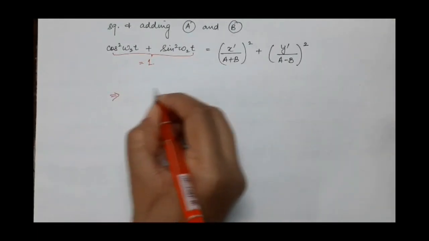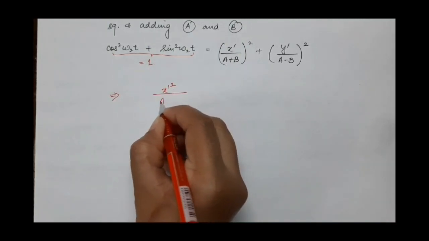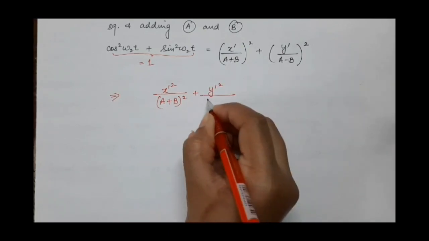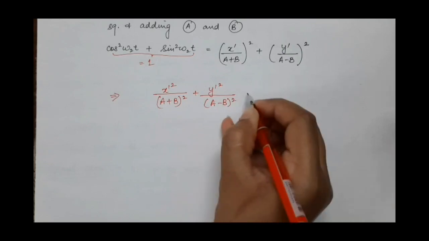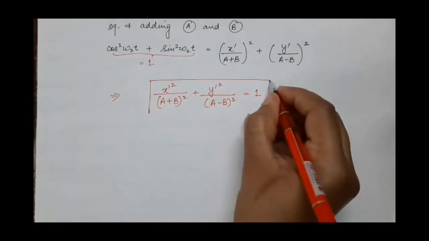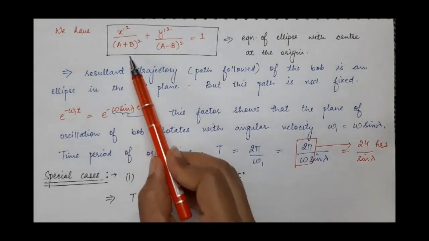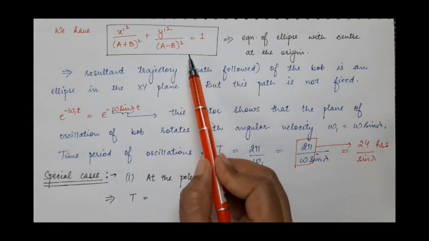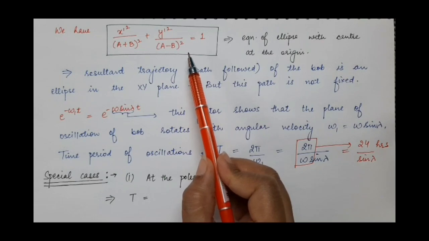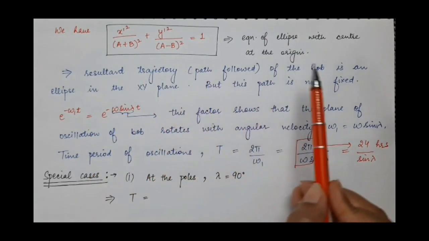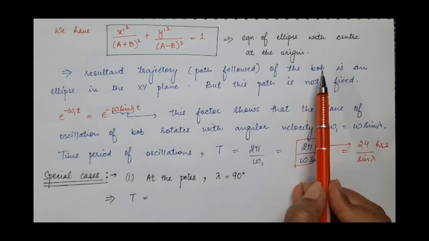So this implies x dash square over (a plus b) whole square plus y dash square over (a minus b) whole square is equal to 1. And this is the equation of an ellipse with center at the origin. And what is this? This is the trajectory or the path followed by the bob of the pendulum during oscillations. So this is the resultant trajectory followed by the bob during oscillations.